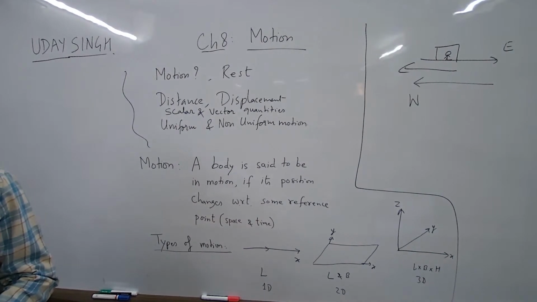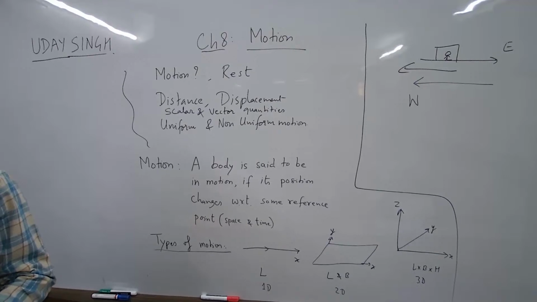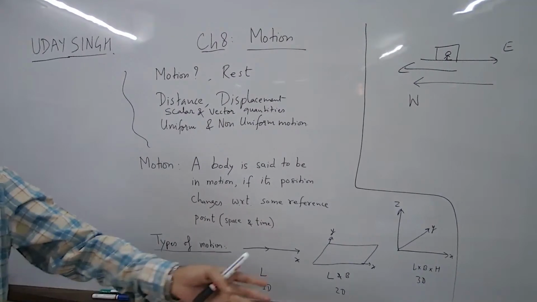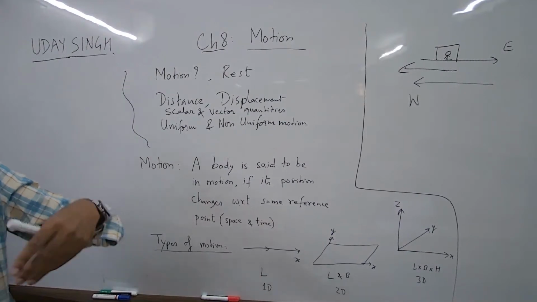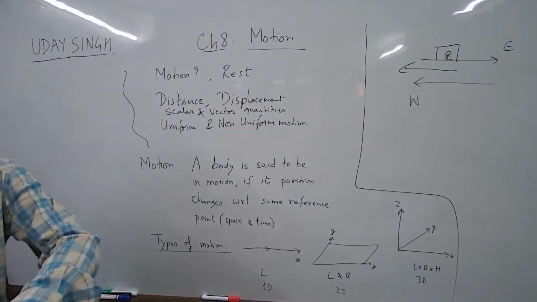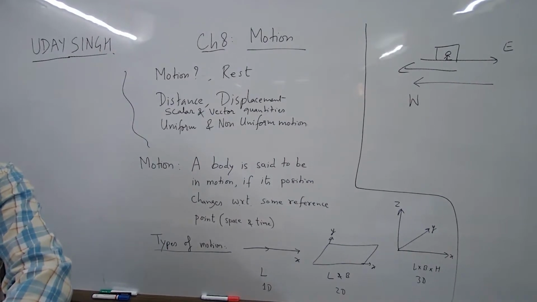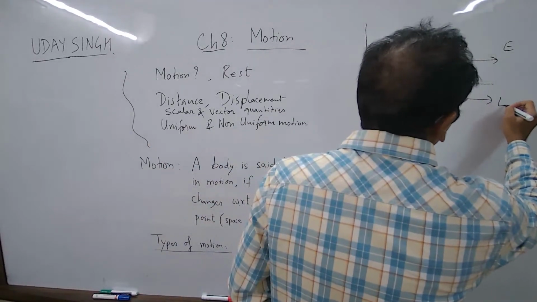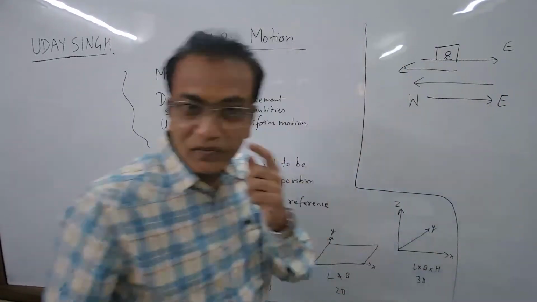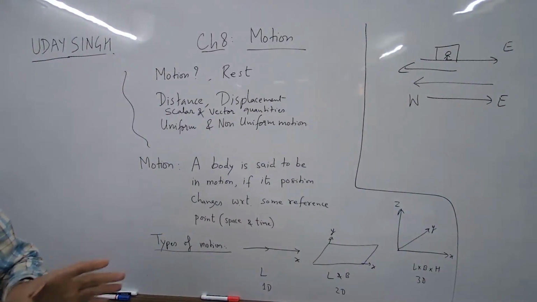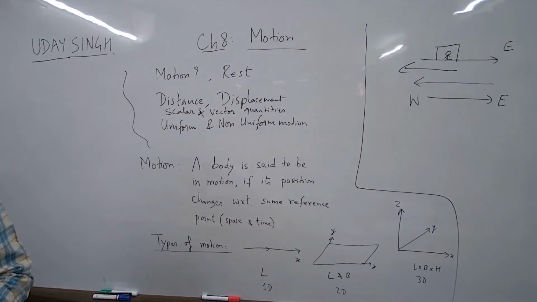So with this example, it's not a correct example which can describe both motion and rest, because both are in motion, and they are seeing that the other body is moving past them. What if you would have said that both are moving in the same direction? Now they can say something is at rest and something is moving.